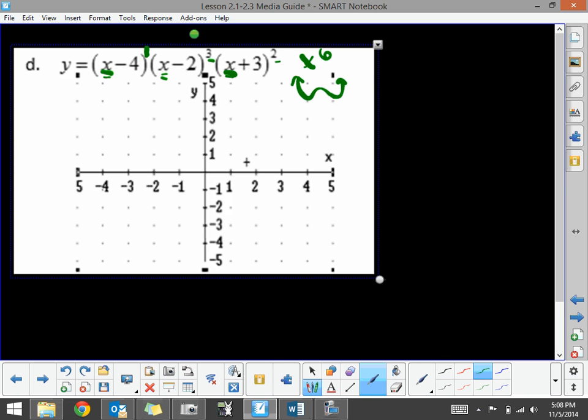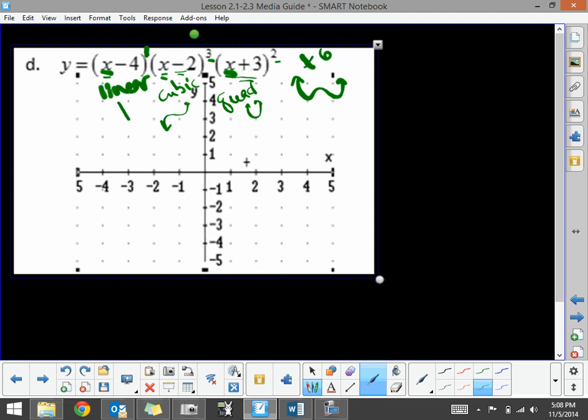Since this is a power of 1, it has to look like a line as it crosses. This one that has a third degree power has to look like a cubic. So as it crosses through the 0, it must look like a cubic. On the linear, it's just going to cross. And on this one, since it's raised to the second power, since it's a quadratic, it'll look like a U. So those are some ideas I'm going to use.